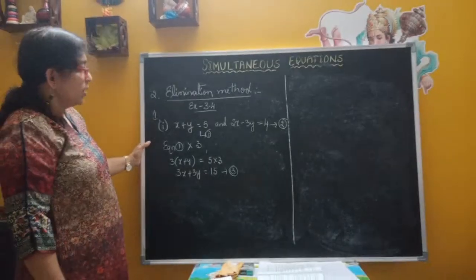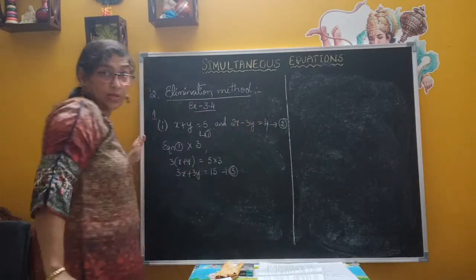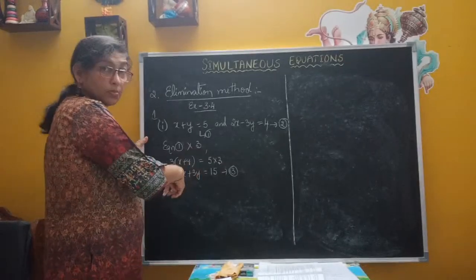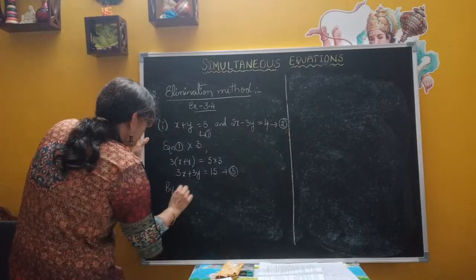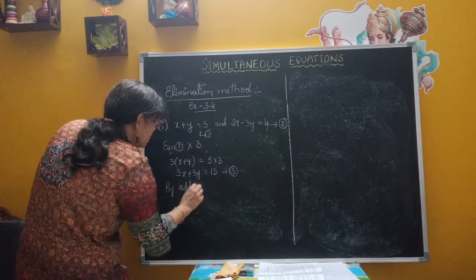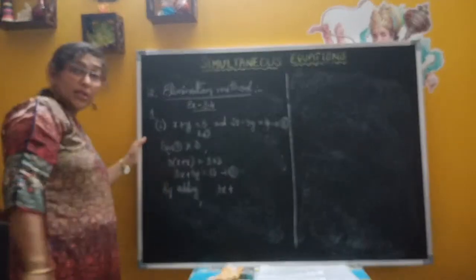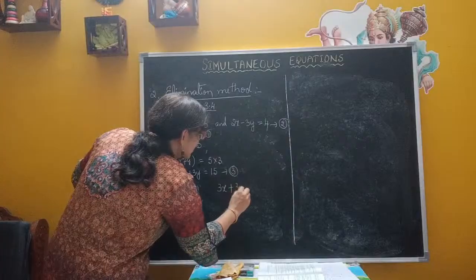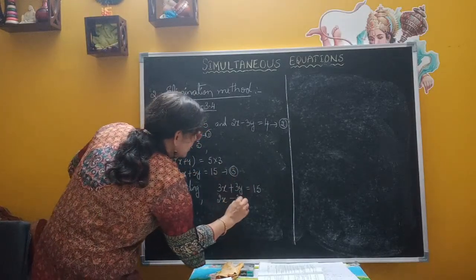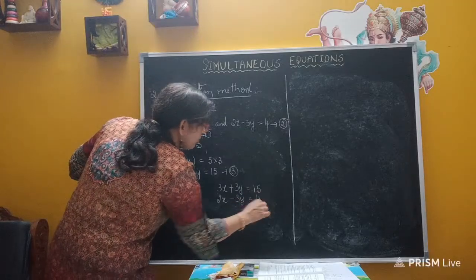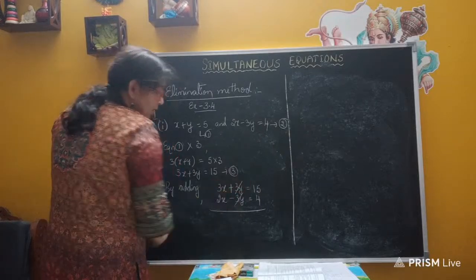Now let us add equation 2 and 3, because here we have plus 3y, here we have minus 3y. If we add them, the y terms get cancelled. So we write, by adding, for all of you this column method is easy, I use that method only. 3x plus 3y is equal to 15. The other one, 2x minus 3y is equal to 4. Nothing to do because they are adding. So 3y minus 3y gets cancelled.